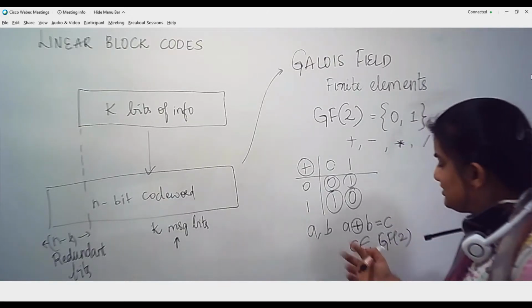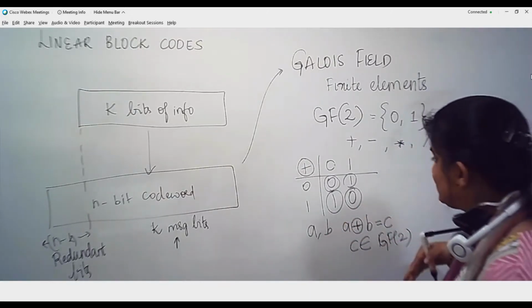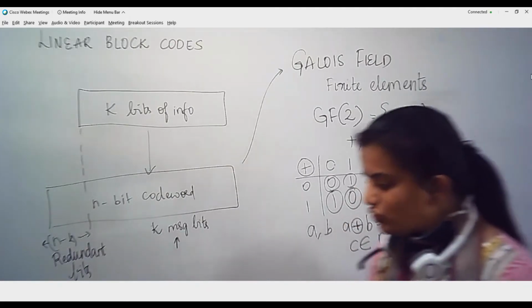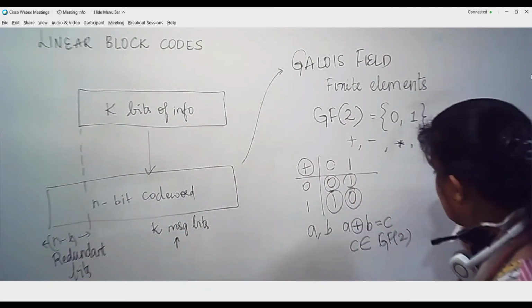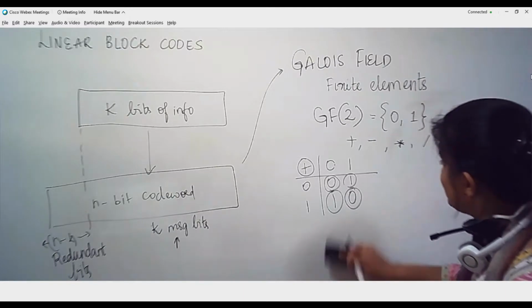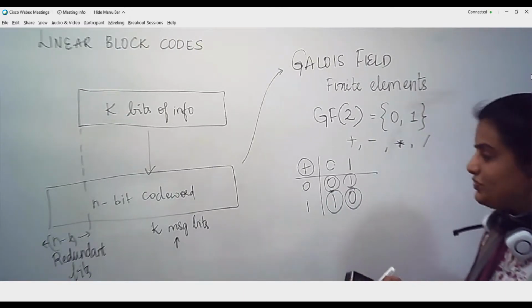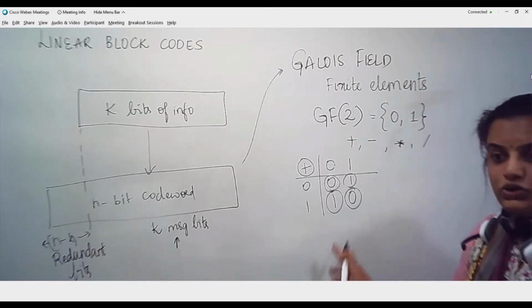So this is the reason why we call it a field. The resultant will also be present in the same particular field. So this is with respect to addition. And I also said there should be a unit element.